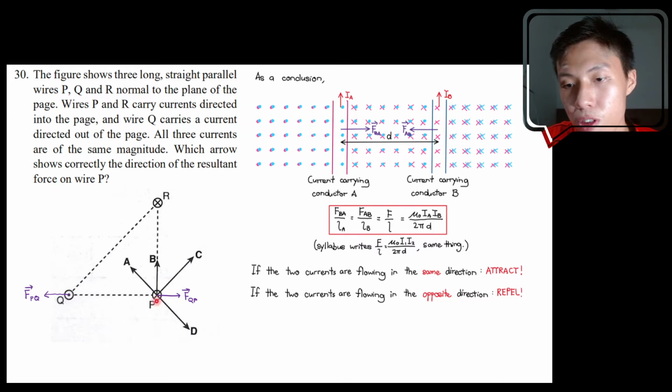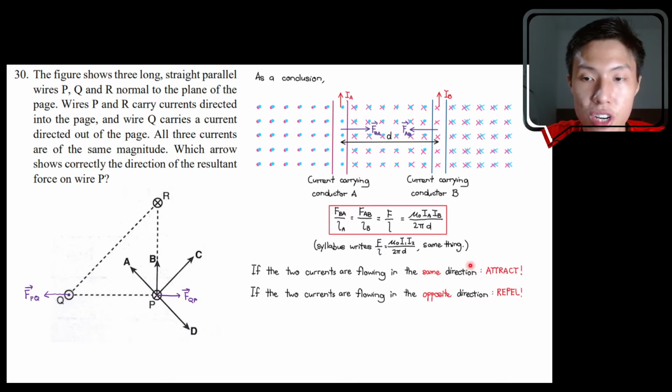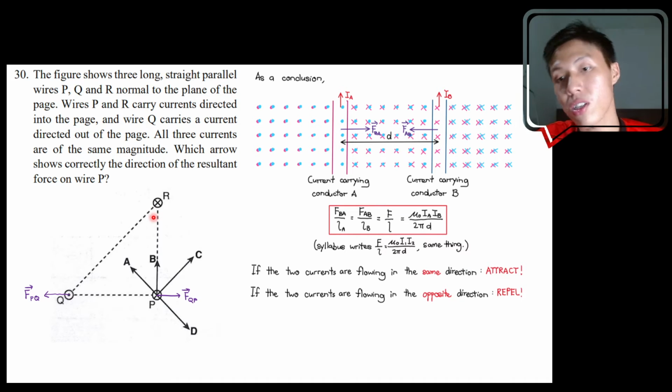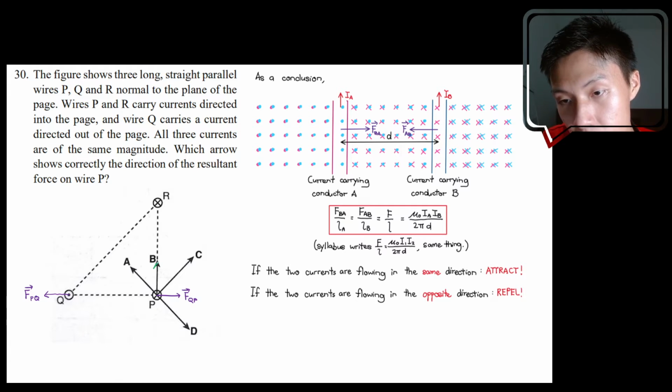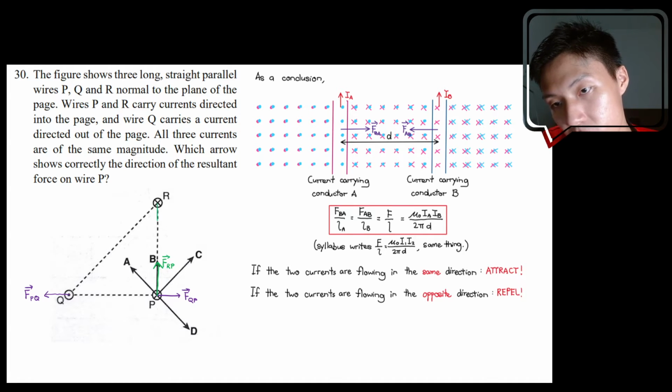Next we move on to another pair, between P and R. Both of them are pointing into the page, so the currents are both flowing in the same direction into the page. Therefore, you should expect an attraction between wire P and wire R. Attraction means the forces point towards each other. Using another color, the force here is exerted by R on P, and this is the force exerted by P on R.